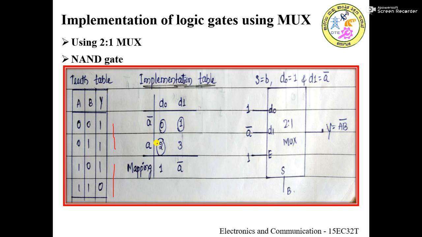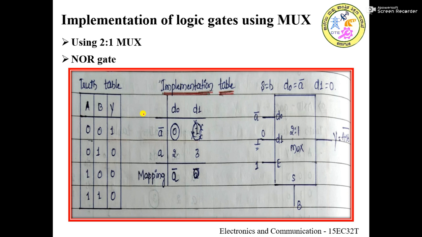Next, what do we do? We circle. After that we have to add column wise. Since these two are circled, we have to consider the row value. A bar plus A, that is 1, and this is A bar. Since this one is not circled, it is considered as 0. A bar plus 0 is A bar. D0 is mapped with 1 and D1 is mapped with A bar. This is how the NAND gate is implemented.